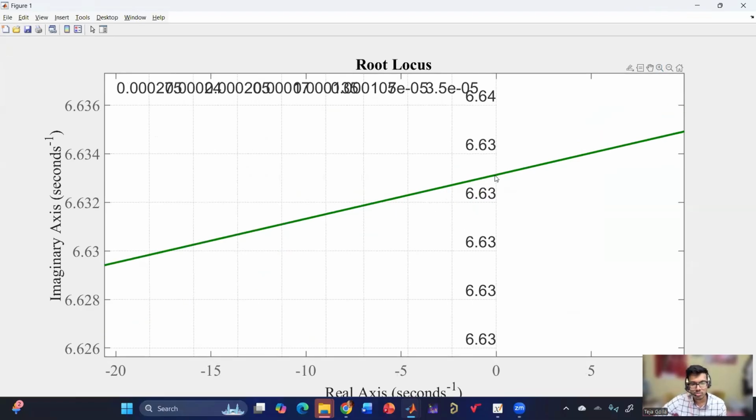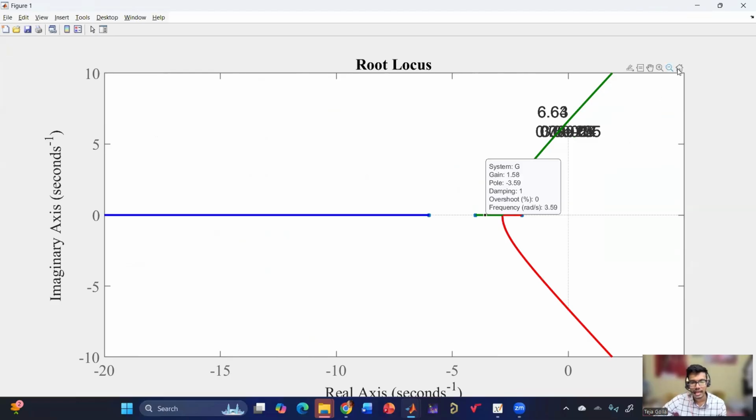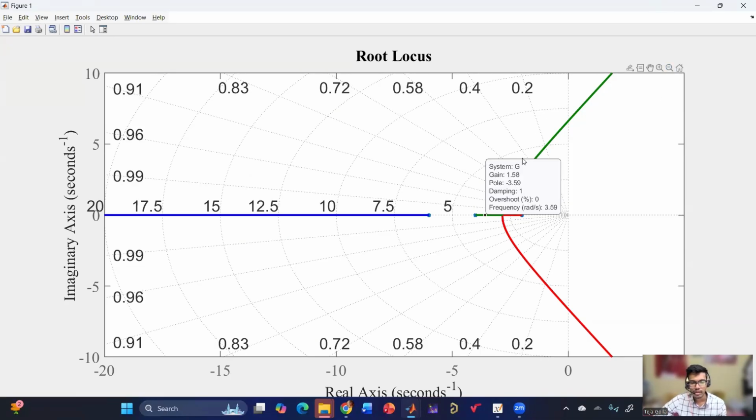Now if I click on this point, it will give me the gain information. See, gain is exactly 480. So gain is moving from k equals 0 to k equals infinity, in this direction. And at k equals 480, it is crossing the imaginary axis, which means if I maintain my gain less than 480, the system is stable. Is that clear?